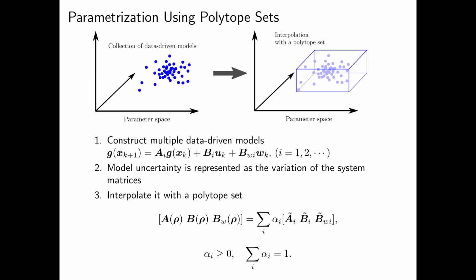We then interpolate its variation with a polytope set. The reason for interpolating with a polytope set is that we can make use of its convexity to formulate robust controller design in a simple way based on the robust control theory.